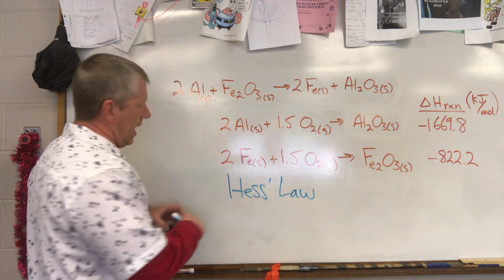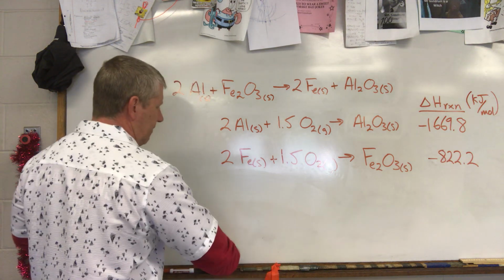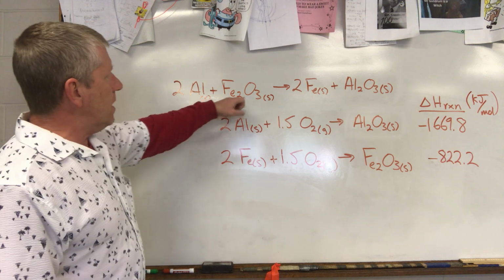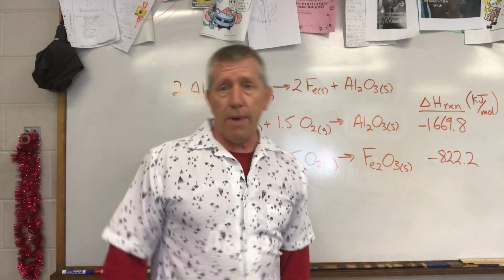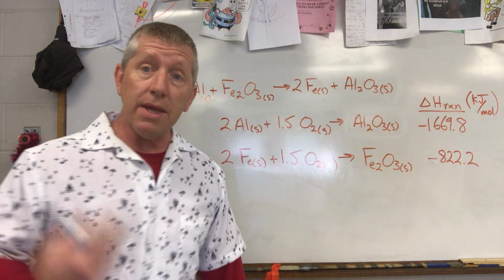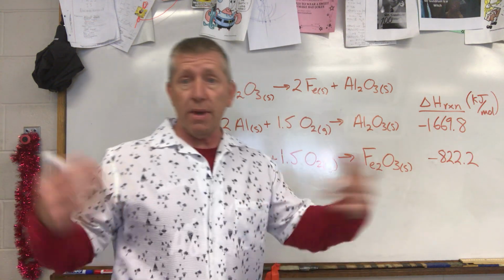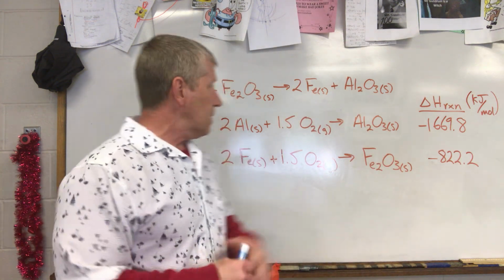So here I have a reaction. Let's just dive in here. Stop babbling, dive in. A reaction. Aluminum plus iron oxide makes iron and aluminum oxide. Let's determine the overall heat of this reaction. Is it exothermic, endothermic, and how much?